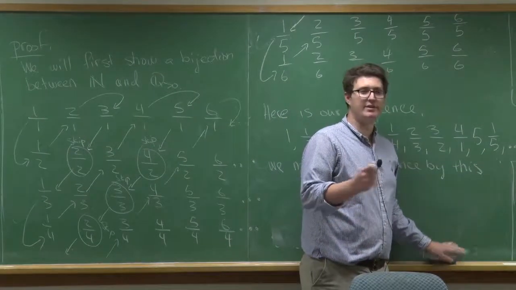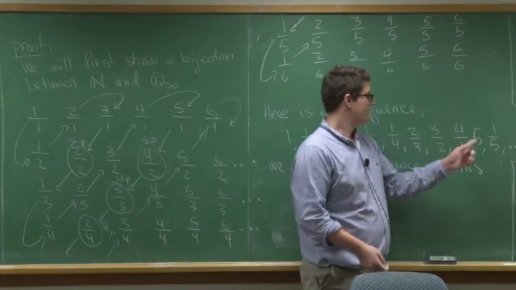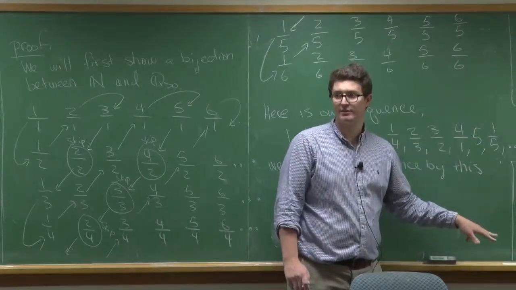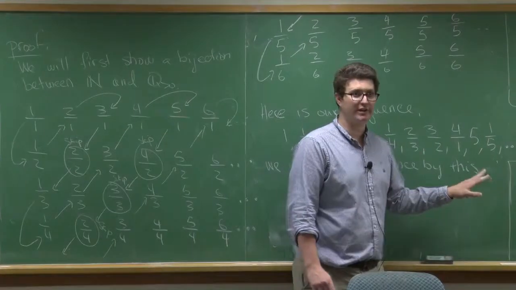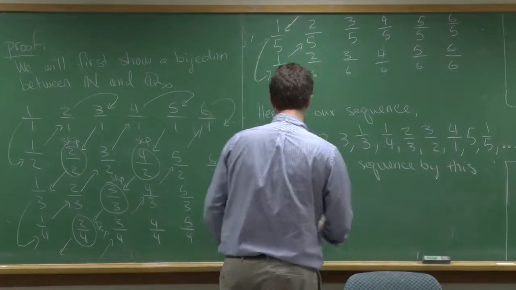Just like how we had the integers, they had 2 sides, right? Well, this thing had tons of sides to it, right? And it was a very clever trick using the sequence by this Cantor diagonalization.